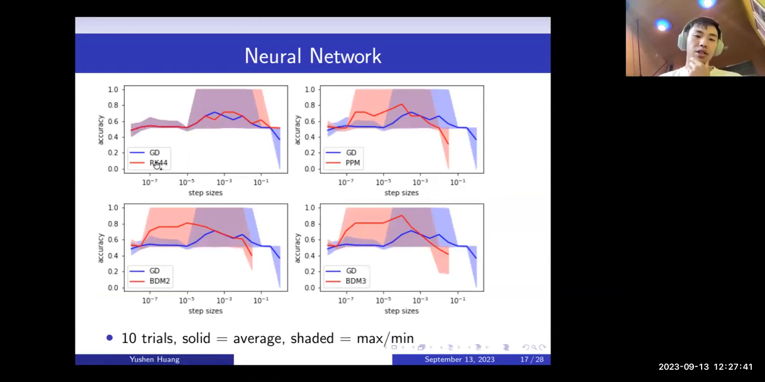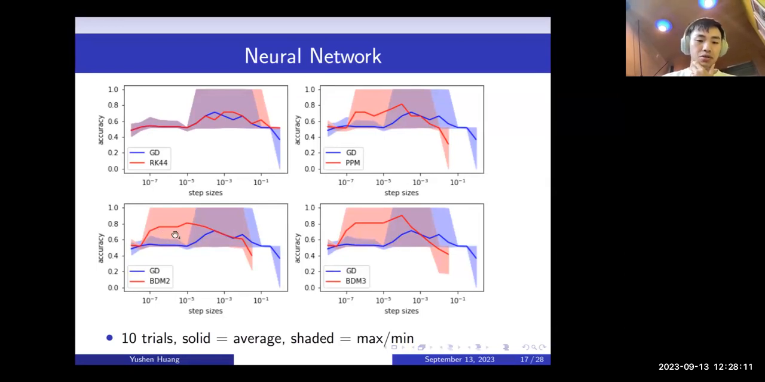The left top figure is gradient descent compared to the Runge-Kutta 4 update, which is another numerical method. The right top is gradient descent compared to the proximal point method. The left down figure is the BDF method compared to the gradient descent method. And the right down is gradient descent compared to the BDF3 methods.